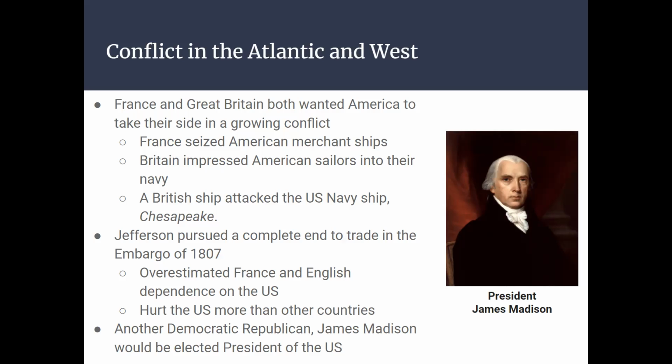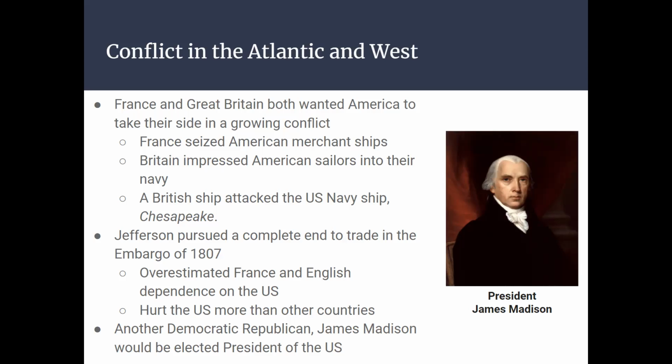Jefferson is so upset by this that he wants to stop trading altogether. He ends all trade to other countries in the Embargo of 1807, thinking that this is going to make France and England stop. But he overestimates how important our trade is to those countries. It doesn't actually hurt them very much, but it hurts the United States a lot. So they stopped that. That was a bad plan.